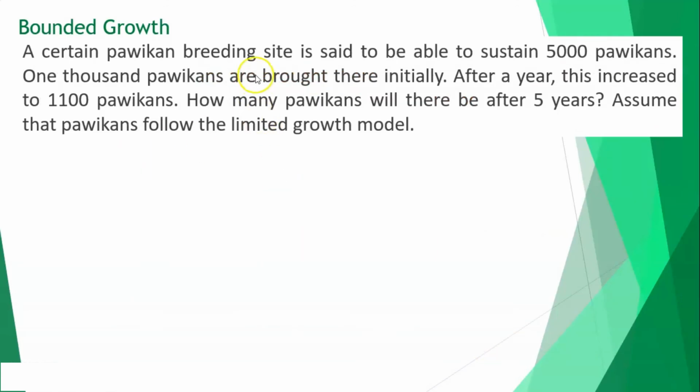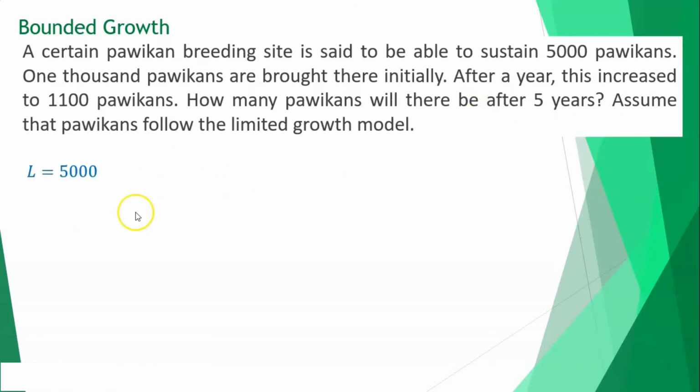So, let's have an example. A certain Pawikan breeding site is said to be able to sustain 5,000 Pawikans. 1,000 Pawikans are brought there initially. After a year, this increased to 1,100 Pawikans. How many Pawikans will there be after 5 years? Assume that Pawikans follow the limited growth model.